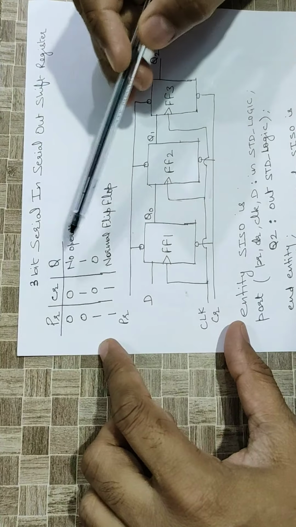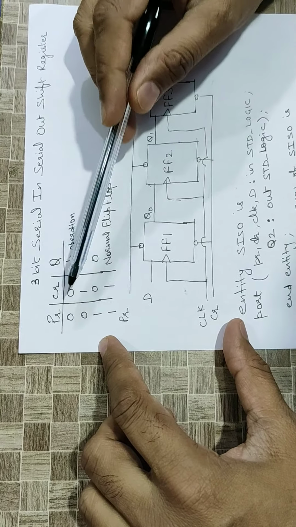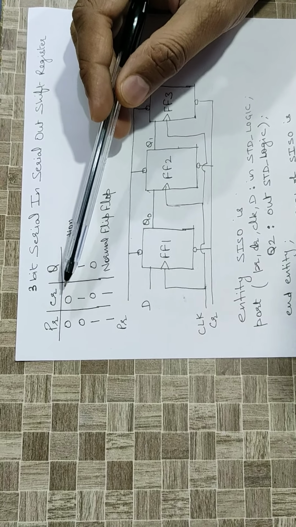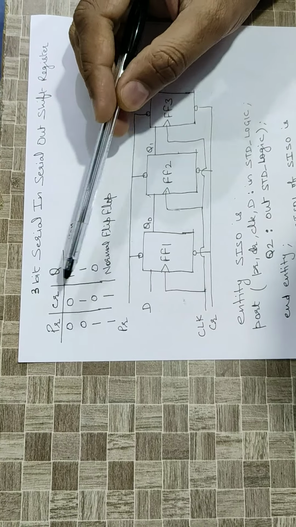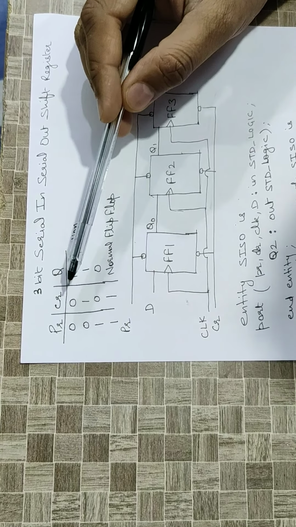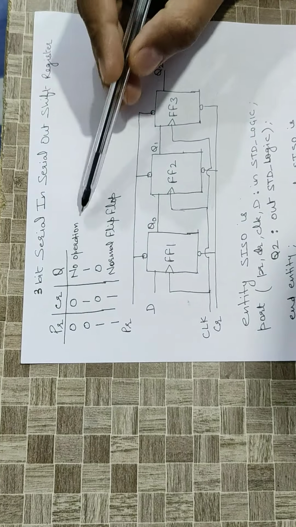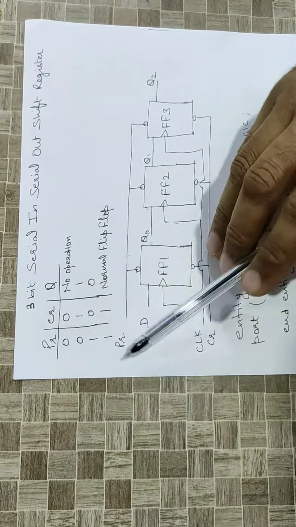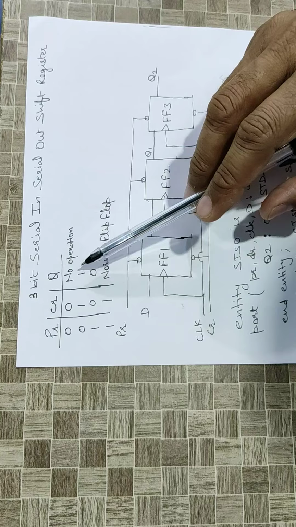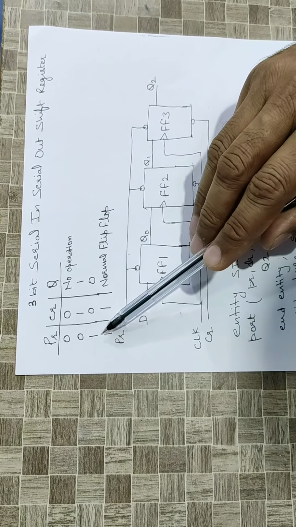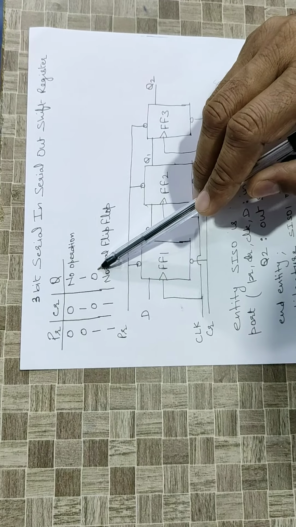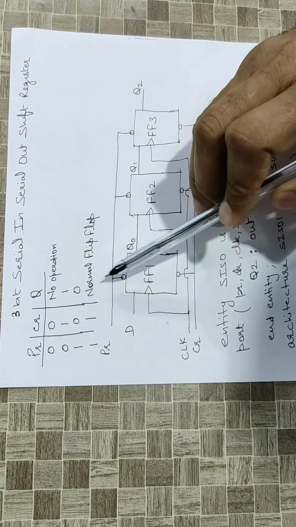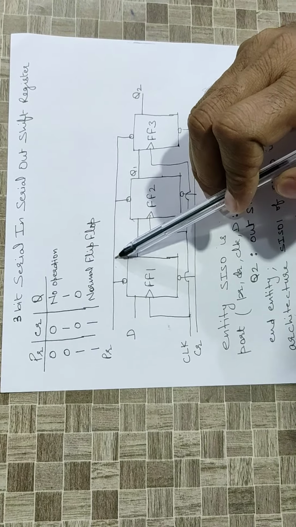Here we are using preset and clear, and the possible cases for preset and clear are 00, 01, 10 and 11. For both preset and clear being 0, there will not be any operation of the flip-flop, so it will not work. For preset equal to 0 and clear equal to 1, we have the output as 1. When preset is 1 and clear is 0, the output is 0. And when both preset and clear are 1, it will work as a normal flip-flop.